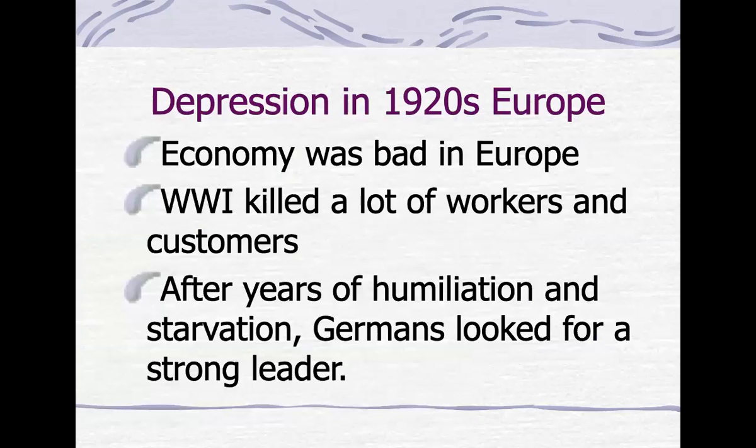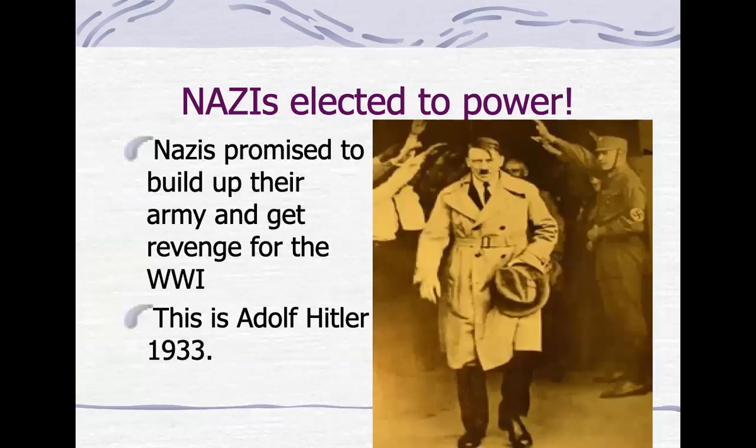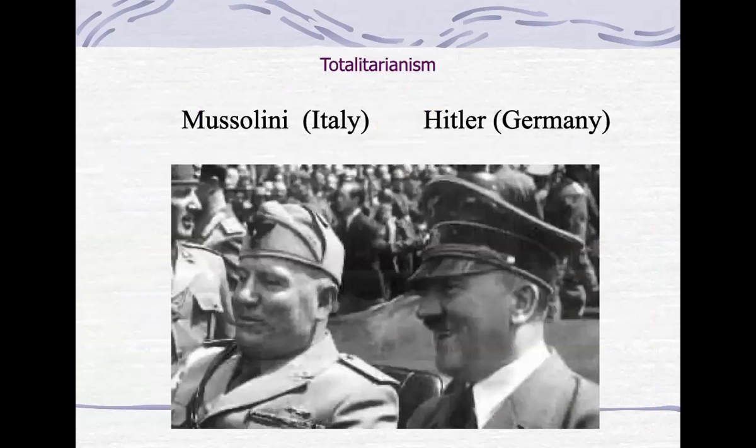So the Depression in the 1920s in Europe is the next one we're going to look at. The economy was bad in Europe. World War I had killed a lot of workers and customers, and after years of humiliation and starvation, Germans looked for a strong leader. Nazis were elected to power. Nazis promised to build up their army and get revenge for World War I. In the picture on the right is Adolf Hitler in 1933.